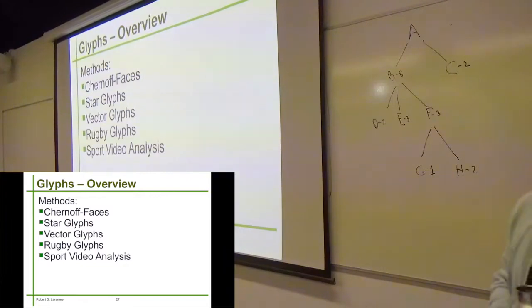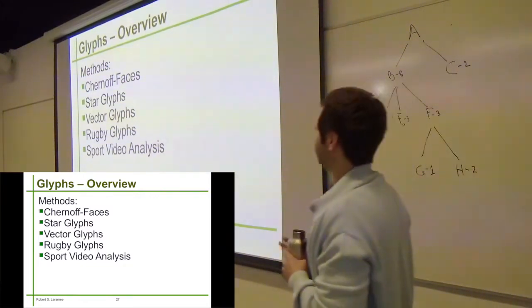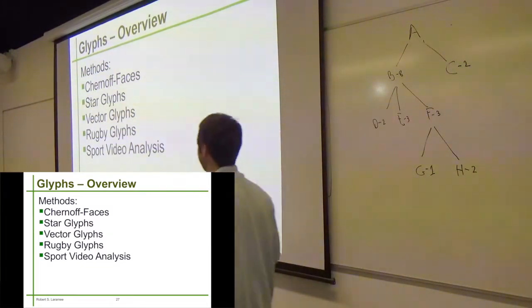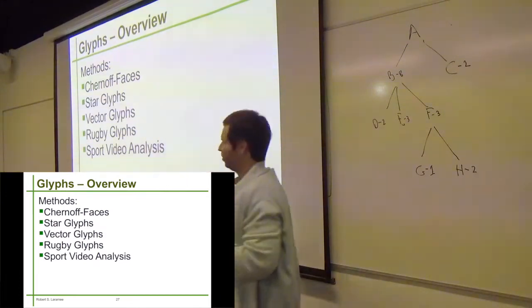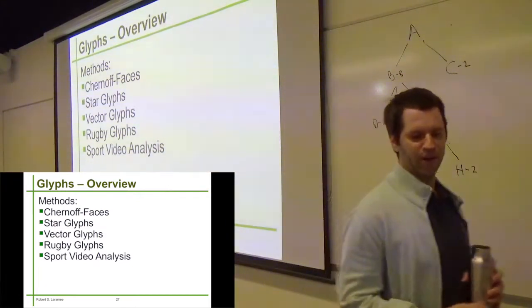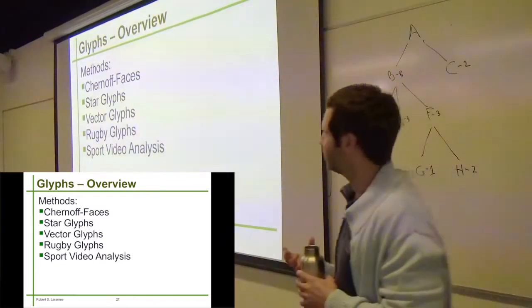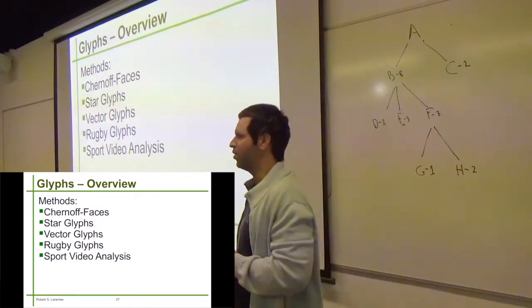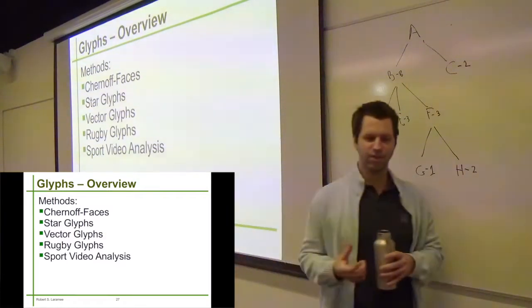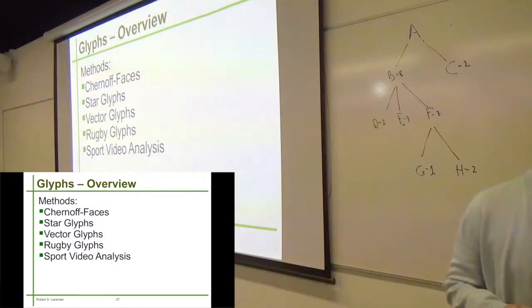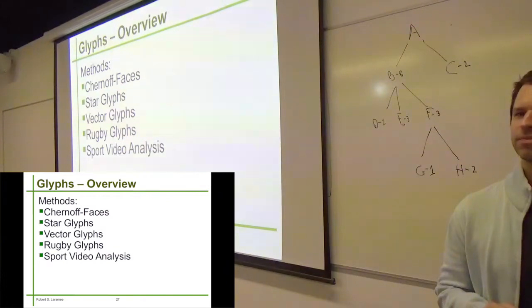So those are some very generic multivariate viz techniques. Now we're going to go into some more of them, but they're a little bit more specialized. So we're going to talk about glyphs now, which are another multivariate visualization technique. Unless there are questions before we move on.